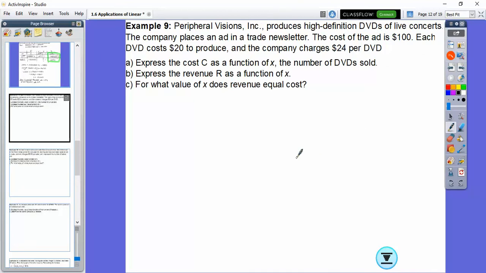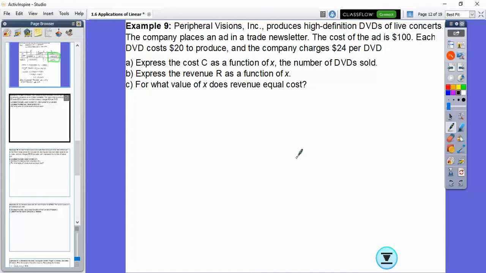So all of these, remember, are typed up and posted there. We're going to work 2 or 3 more examples today, and then we'll give you guys some time to work on homework. So Peripheral Visions Incorporated produces high-definition DVDs of live concerts. The company places an ad in a trade newsletter. The cost of the ad is $100. Each DVD costs $20 to produce, and the company charges $24 per DVD.